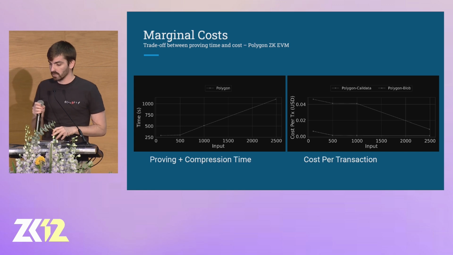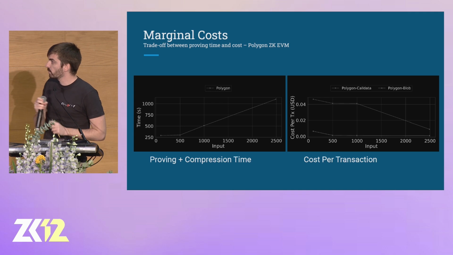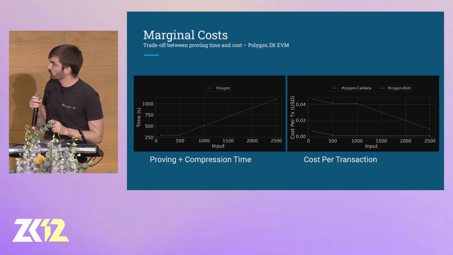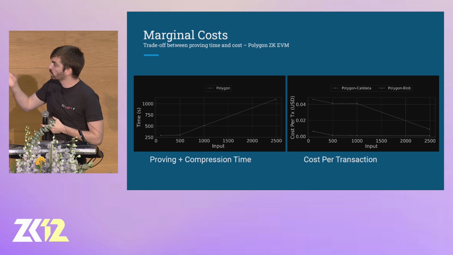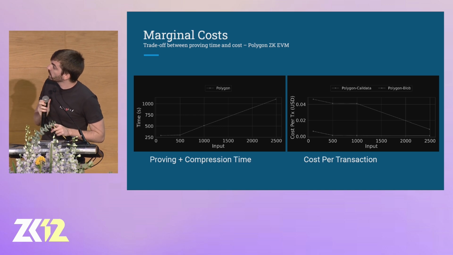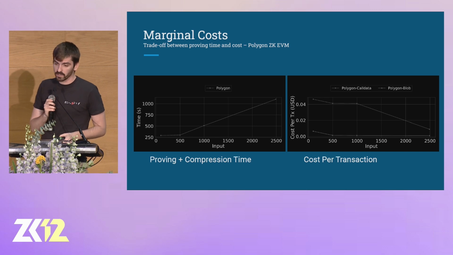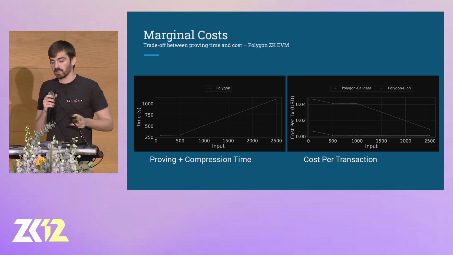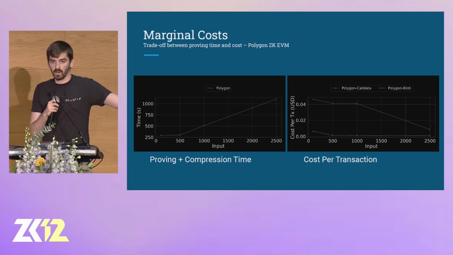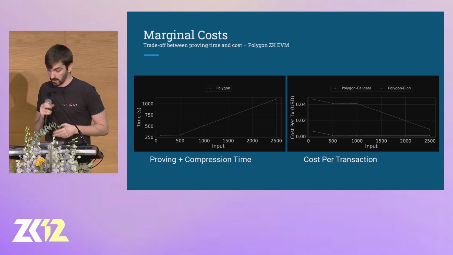Next, here are some marginal cost results for Polygon's zkEVM. And we can see on the left figure the proving plus compression time and how it evolves when we have bigger inputs. This is, I think, for transfers or ERC20 transfers, I don't remember. And we have the time it requires to do the proving. And that's important because basically our finality time is bounded by our proving time. And on the right side, we can see the cost per transaction.